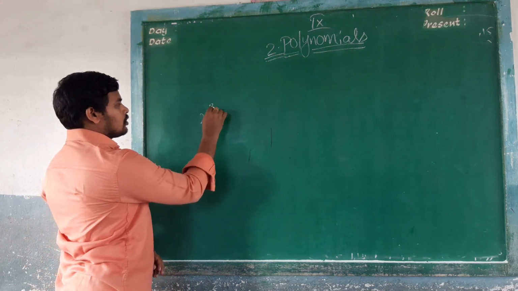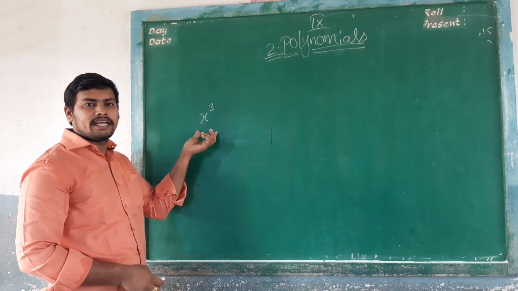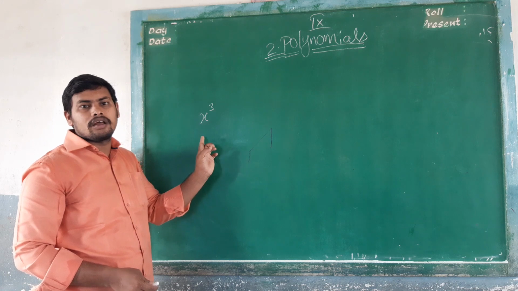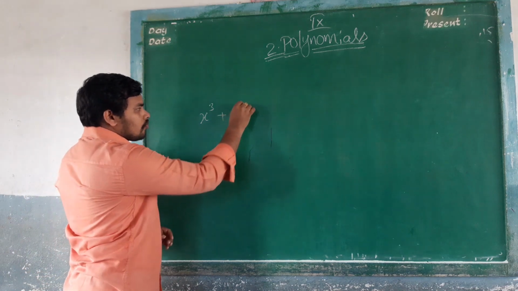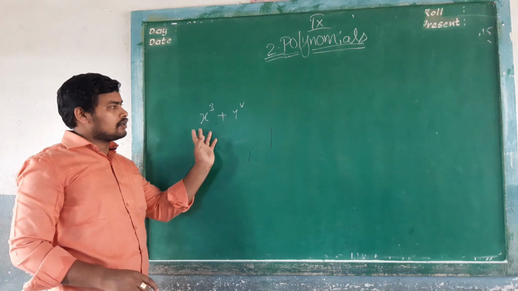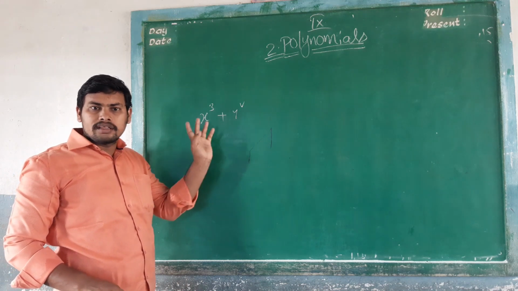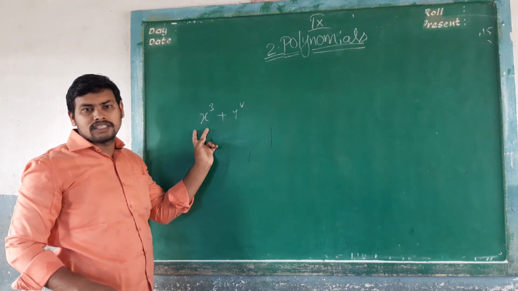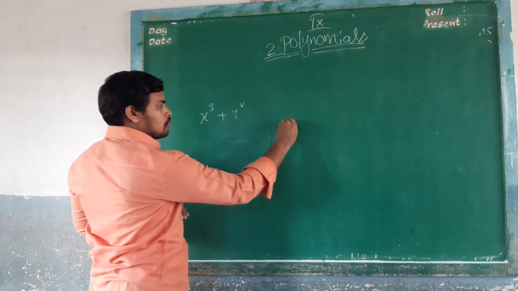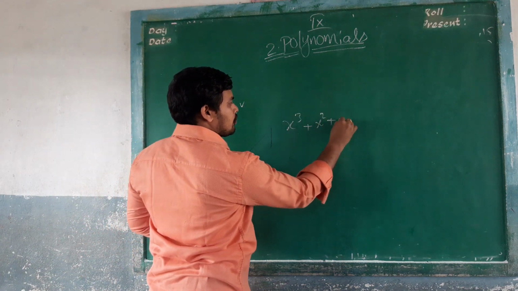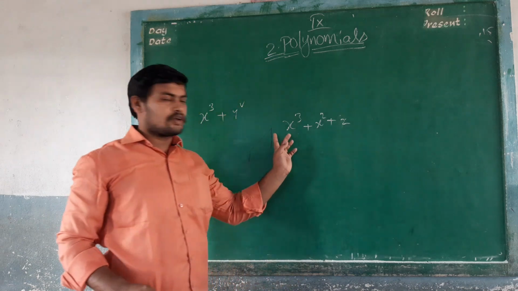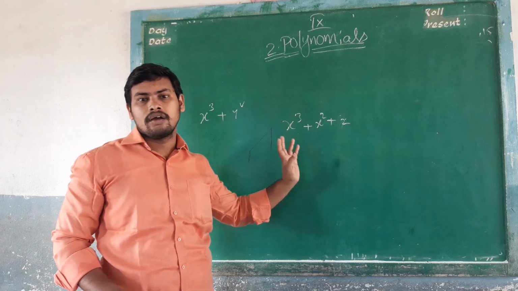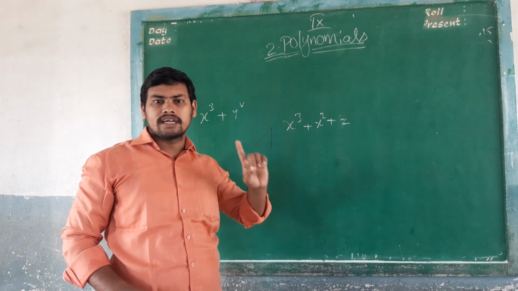So x cube. Here how many terms are there? There is a single term in one variable. That variable is called x. x cube plus y square is also a polynomial, but it is a polynomial in two variables. One is the x variable and another is the y variable. Suppose x cube plus x square plus 2. It is also a polynomial in one variable. How many variables are there? Only one variable, that is called x.